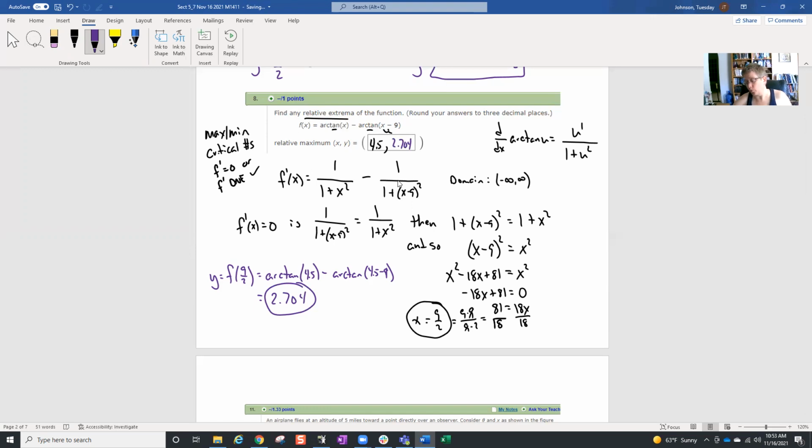So the x value we get from where the derivative is equal to 0. So we can find the derivative in arctangent. And once we find the x value, then we plug it into the original to find the y, and that's why we're thankful for calculators. I do not expect you to find the arctangent of 4.5 by mental capacity only. Use a calculator.